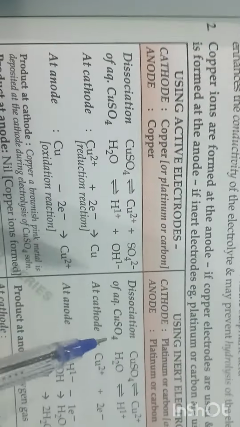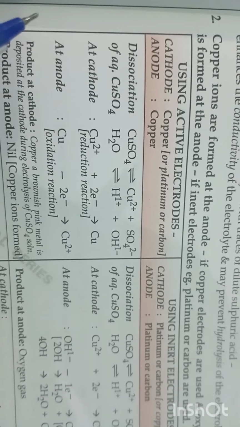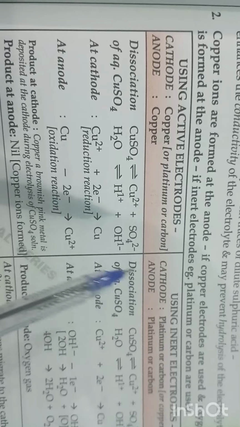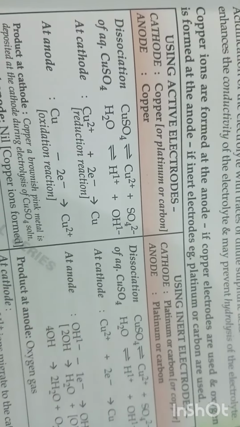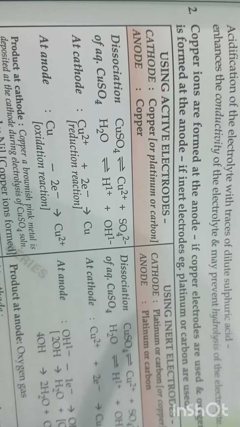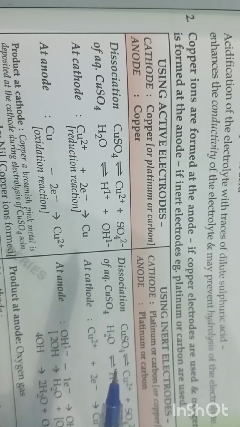Okay beta, now what will happen if we take inert electrodes during the electrolysis of copper sulfate solution? A cathode as well as anode. We have taken platinum or carbon electrode in place of copper. At the cathode we can use copper or platinum or carbon, but the anode, which is the active electrode, we have replaced by a platinum or carbon electrode.